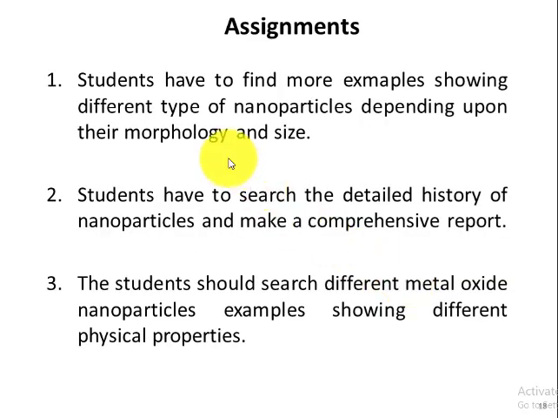The assignments are: students have to find more examples showing different types of nanoparticles depending upon their morphology and size. Students have to search the detailed history of nanoparticles and make a comprehensive report. The students should search different metal oxide nanoparticles examples and show their physical properties.